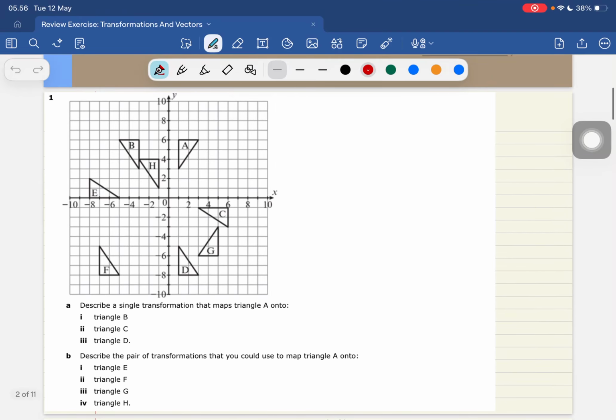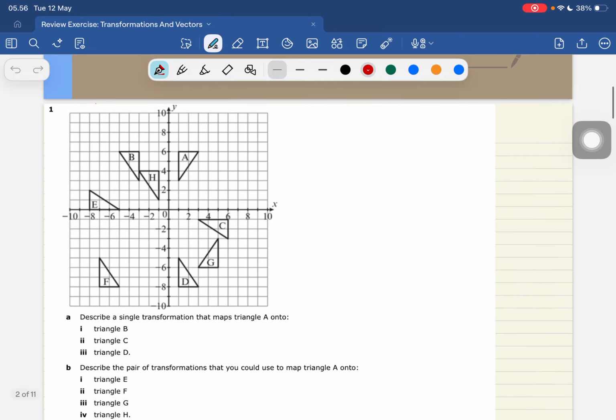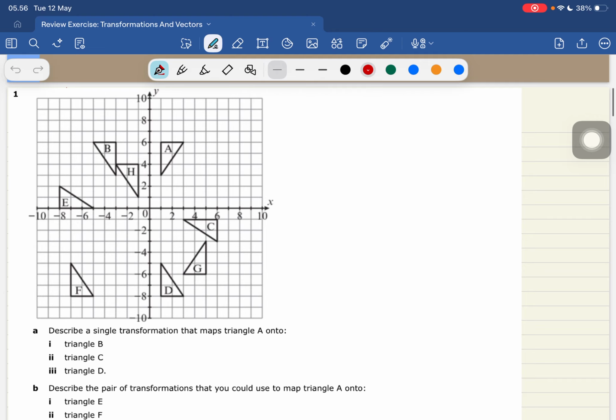Hi, in this video I'm going to do a review exercise for transformations and vectors. Okay, number one, we need to describe a single, so only one, transformation that maps triangle A onto triangle B.